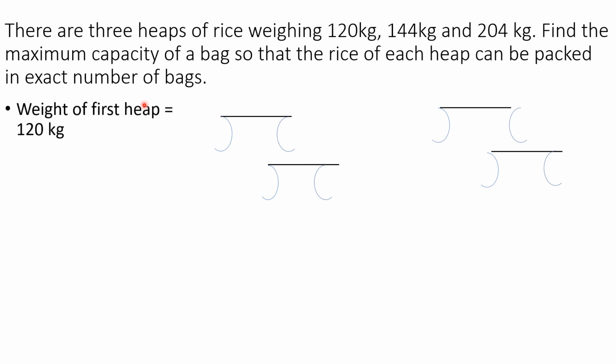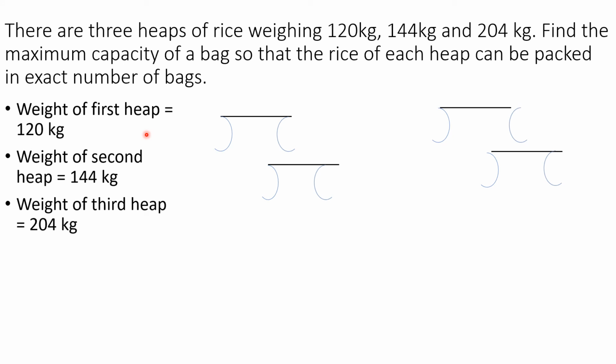So weight of first heap is equal to 120 kilogram. Weight of second heap 144 kilogram. Weight of third heap equal to 204 kilogram. Now we have to find out the highest common factor, HCF, of 120, 144 and 204. Now again there is a method, the long division method, which we will follow by taking any two numbers.